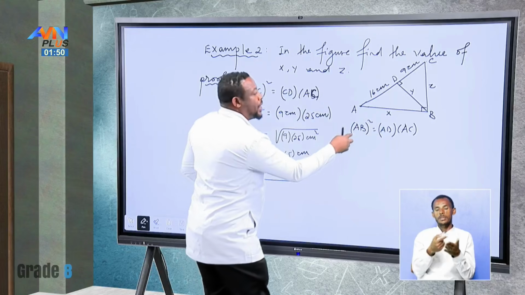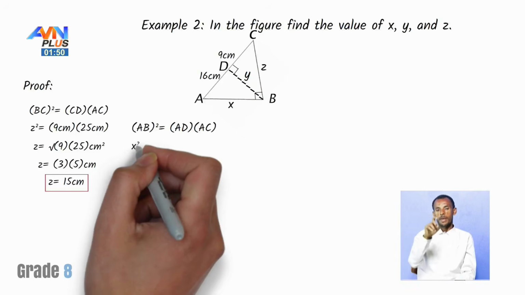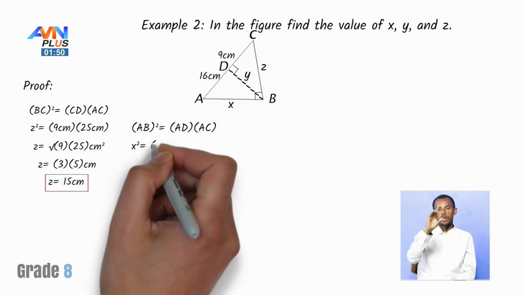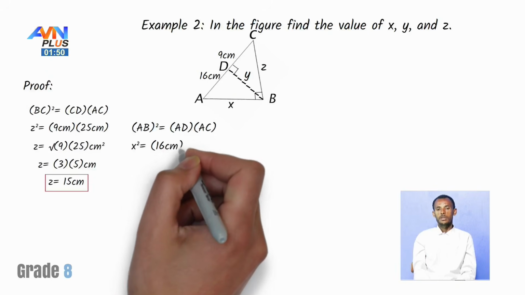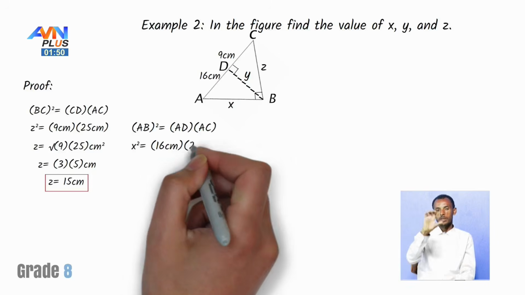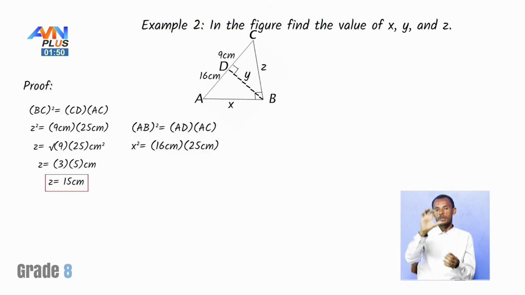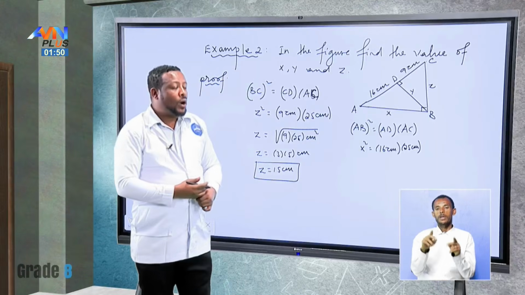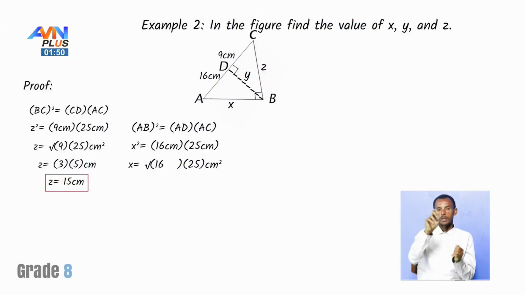Now, AB square means AB is x, so x squared is equal to AD, which is 16 centimeter, times AC, which is the sum of these two segments, 25 centimeter. Taking the square root of both sides, x becomes the square root of 16 times 25 times centimeter square.